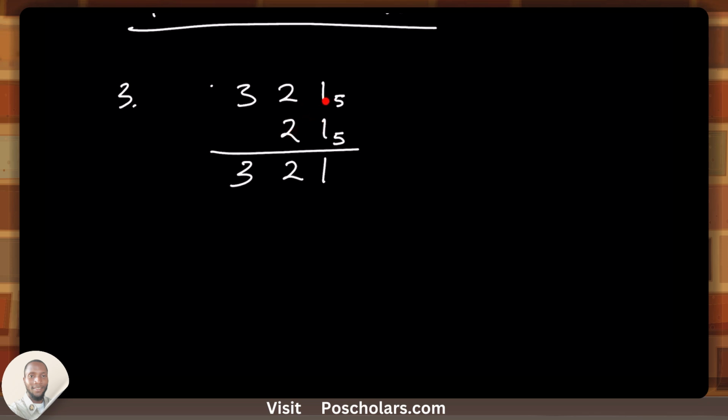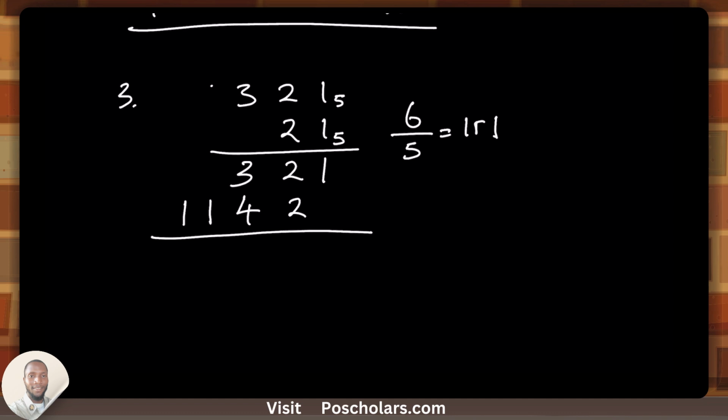2 times 1, 2. 2 times 2, 4. 2 times 3, 6. You can't write down 6. So you say 6 divided by the base, which is 5. This gives 1 remainder 1. So you write down the remainder as 1. And you carry the 1 to the next place, which is here.